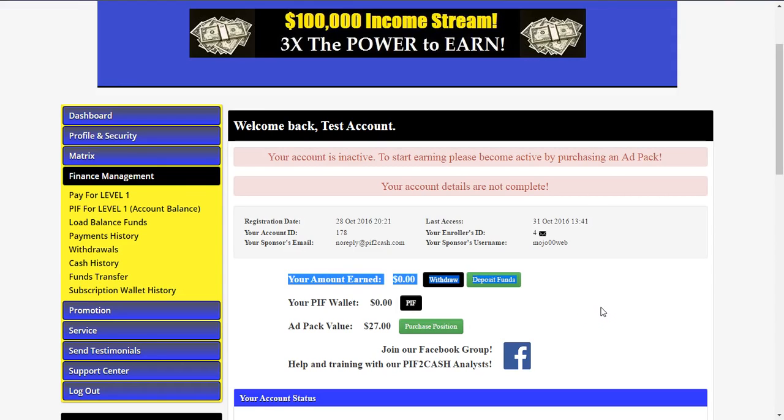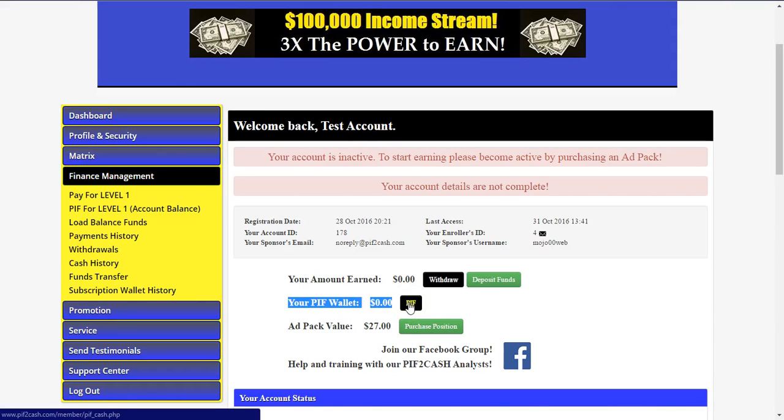So just to let you know, there's 2 different ways you can PIF somebody. One is from your account balance over here in the finance management, and one is from your PIF wallet right here in your back office. If you're going to PIF from your wallet, which is part of the rules at PIF2CASH, then you will click this button and this button only. This will take you to the PIF page where you can use your PIF wallet balance to PIF members that are in your downline into PIF2CASH and get them a position in our level 1 matrix.